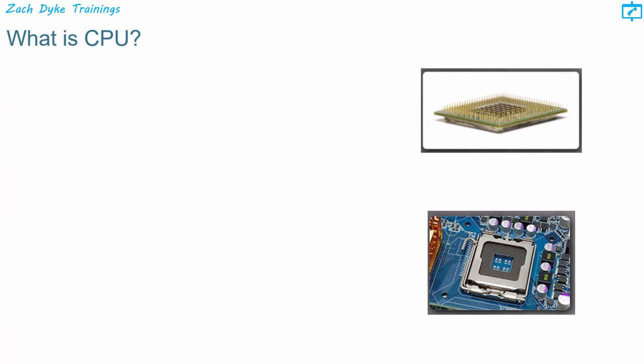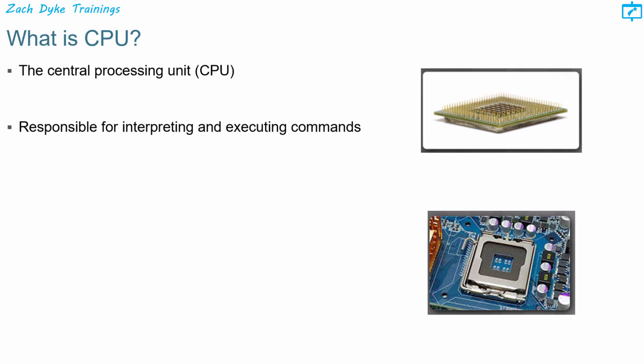So let's give an answer to the question of what is CPU. The CPU, the central processing unit, is actually responsible for interpreting and executing commands. And CPU is a small microchip that resides within the CPU package. And to go through that, you have to deal with the CPU socket, because CPU socket is the connection between the motherboard and the processor. So as you can see in here, you can see a CPU in here.